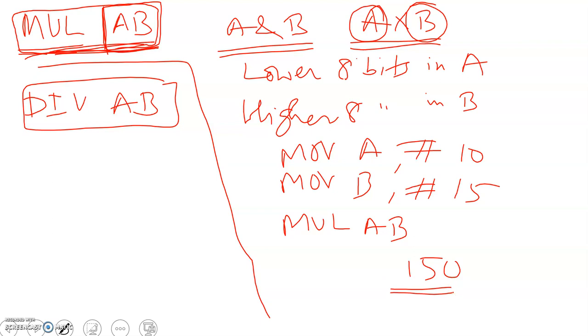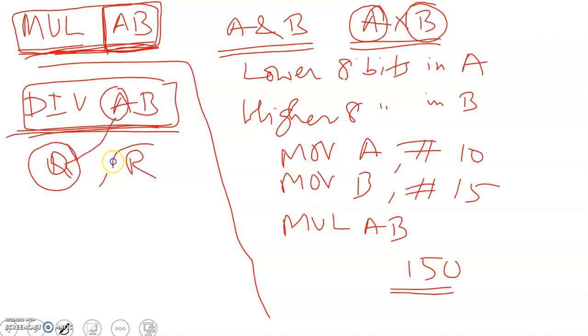So now let's talk about DIV also. DIV is basically dividing A by B, and this will result in a quotient and a remainder. The quotient will be saved in A and the remainder will be saved in B, as simple as that. Okay, so let me stop here.